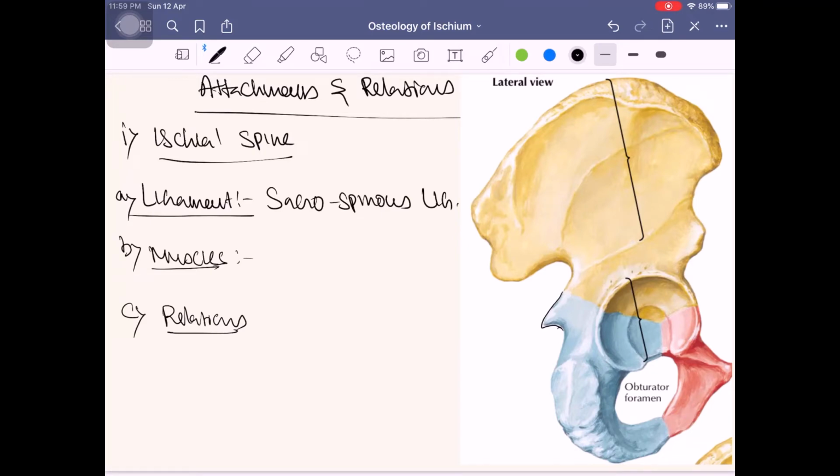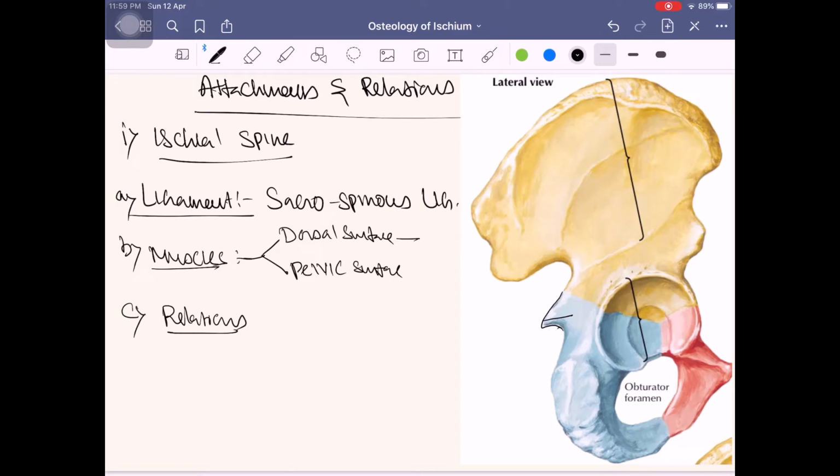For the muscles, you can again divide this area into two. This is what we can call the dorsal surface, or femoral surface, the backside. Another one we can call the pelvic surface, which is on the inner side. So there is the dorsal surface of the ischial spine and the pelvic surface of the ischial spine.